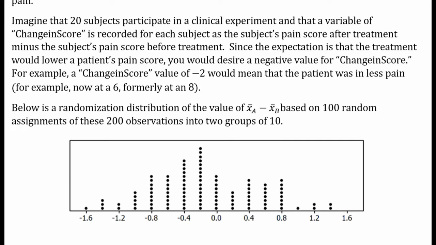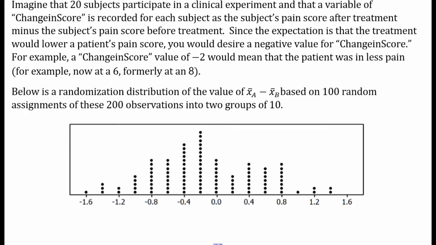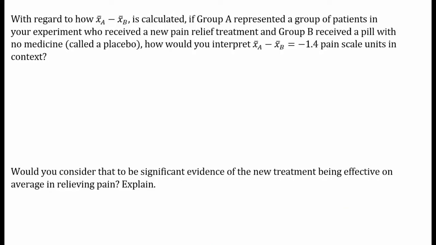Below is a re-randomization distribution of the value of x bar of A minus x bar of B based on 100 random samples of these 200 observations. So we have a re-randomization score, and remember, we want the negative values. If Group A represented a group of patients in an experiment who received a new pain treatment and Group B received a pill with no medicine, how would you interpret a pain score of -1.4? So A received treatment, B received a placebo. So B is our control. So they calculated the difference of means. So treatment minus control gave me -1.4 pain scale units in context.